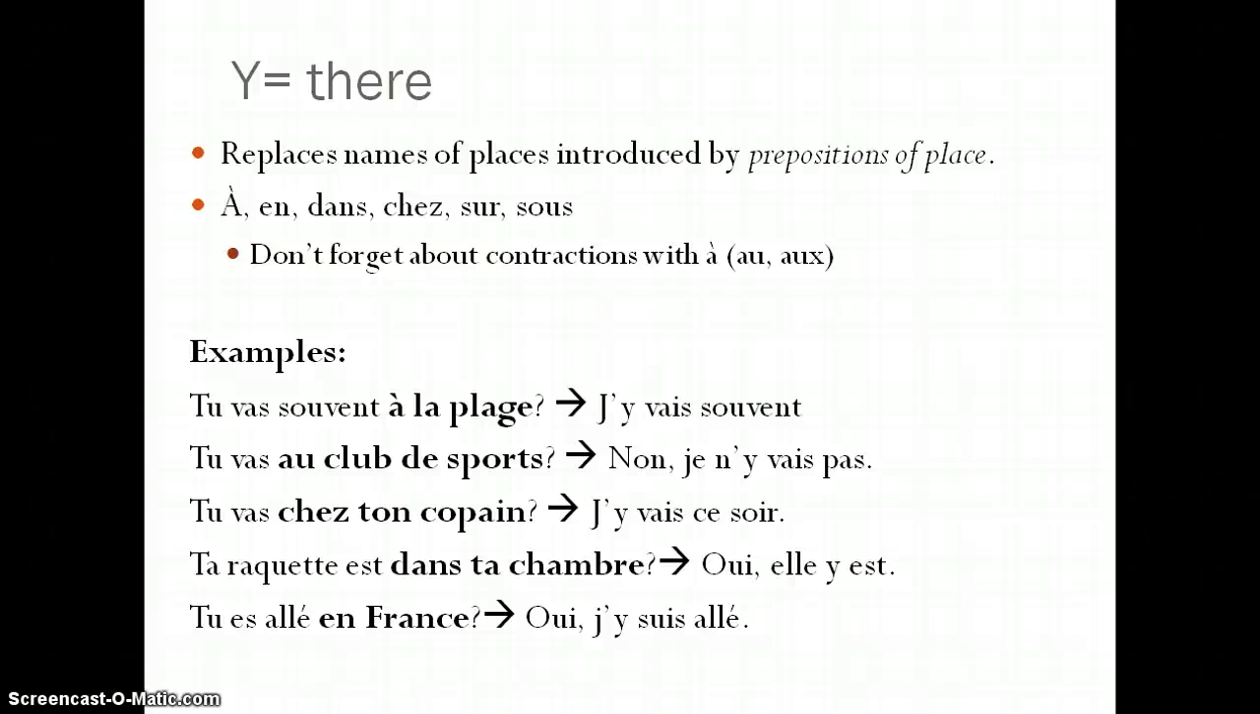Tu vas chez ton copain, your friend's house? J'y vais ce soir. I'm going there this evening. Ta raquette est dans ta chambre? Oui, elle y est. So dans ta chambre, in your room. Yes, it's there. So elle referring to la raquette, y referring to dans ta chambre, meaning yes, it is there. Tu es allé en France? Oui, j'y suis allé. Have you been to France? En France is the preposition that would come before the country France. So oui, j'y suis allé. Yes, I've been there.